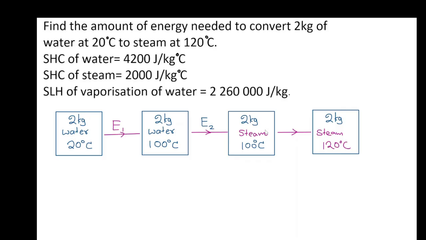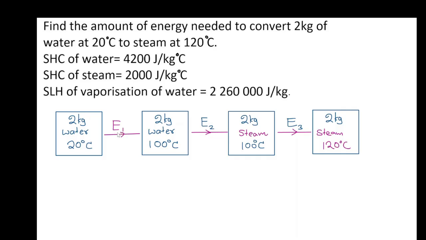Then 2 kilograms of steam at 100 is then converted into 2 kilograms of steam at 120. This is again specific heat capacity, that's E3. So to find the total amount of energy needed, you need to find each one and you need to add them up.